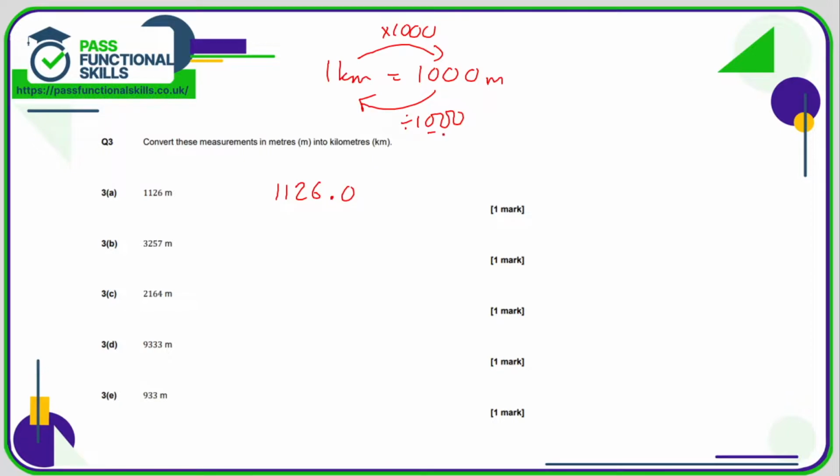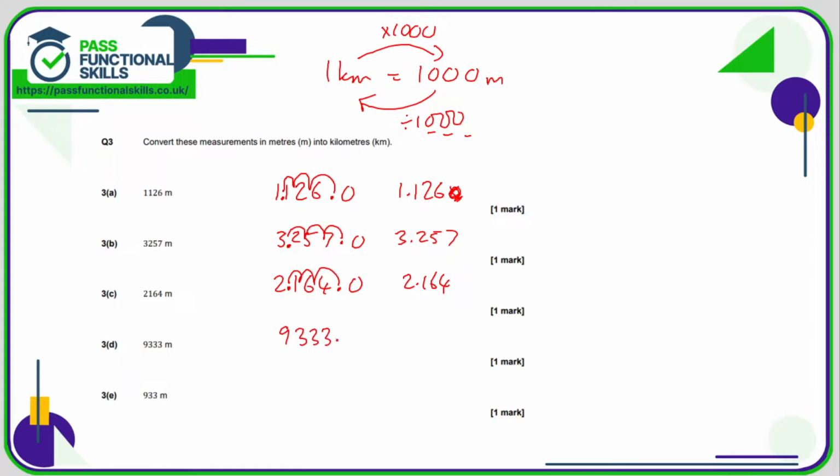1126.0, and because there are 3 zeros in 1,000, that means we're going to be moving the decimal point 3 positions. So 1, 2, 3, 1.126. That 0 at the end isn't really going to do anything, so we can get rid of that. 3257 is 3257.0. Move the decimal point 3 positions, becomes 3.257. 2164 is 2164.0. Move the decimal point 3 positions, becomes 2.164. And 9333 is 9333.0. Move the decimal point 3 positions, 9.333.